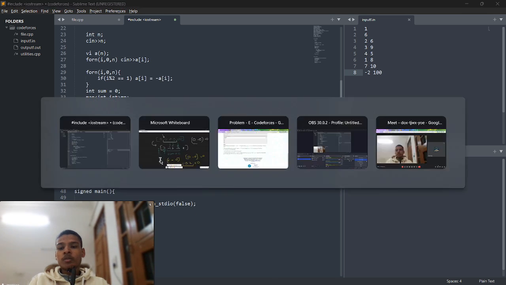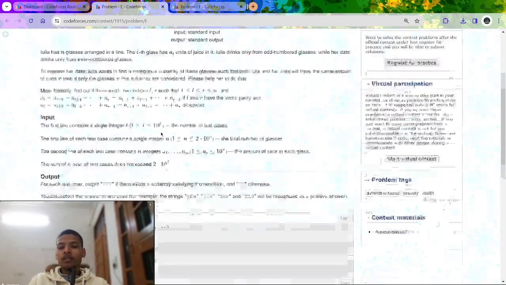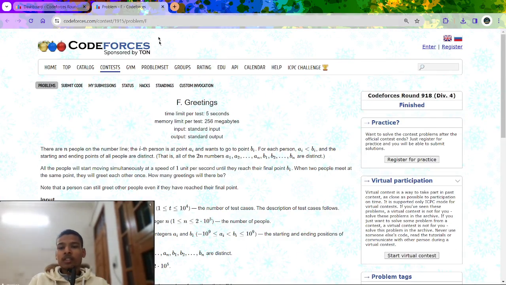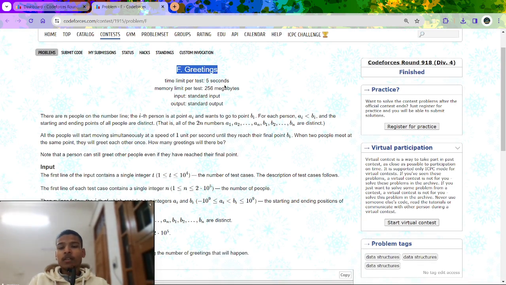So this is our problem number E. So let's now discuss the last problem which I was able to solve in this problem set. It is F, Greeting. So what they have said, we are given some N number of persons, and they are on the starting point A of I, and they want to go to the ending point B of I. And for each person, my A of I is smaller than B of I.